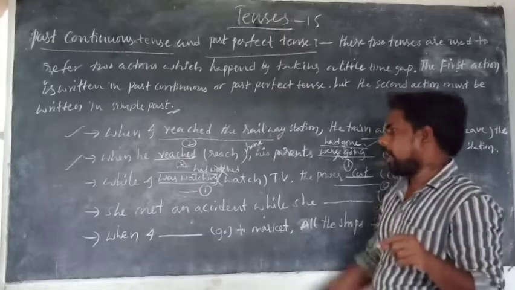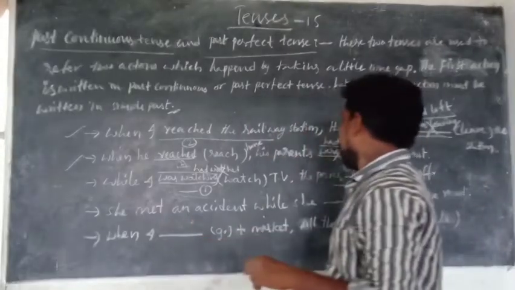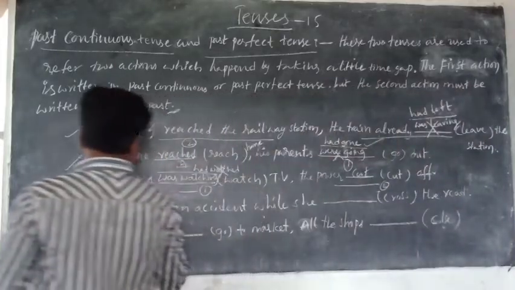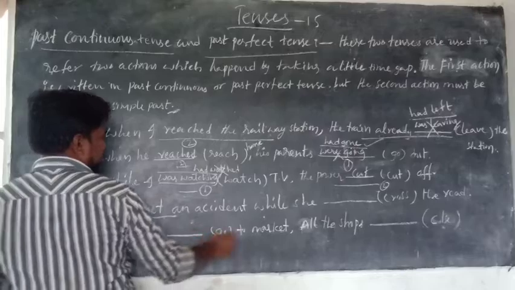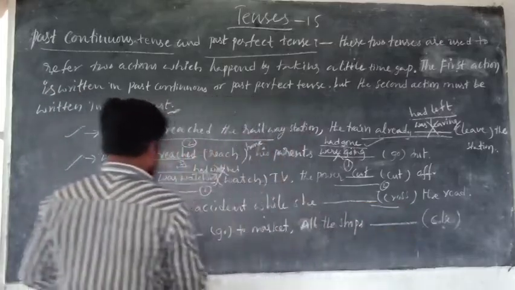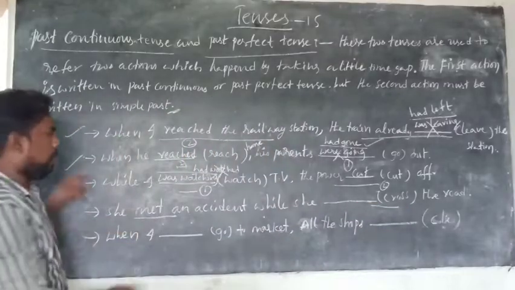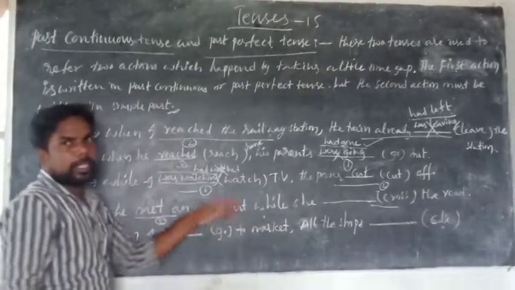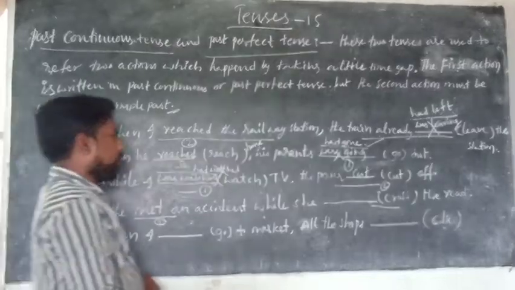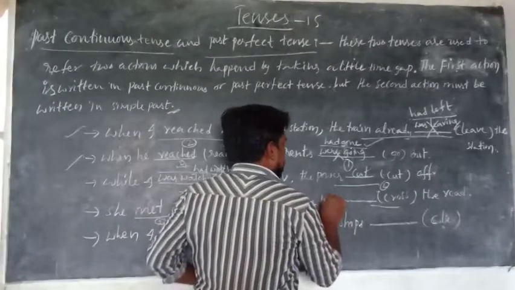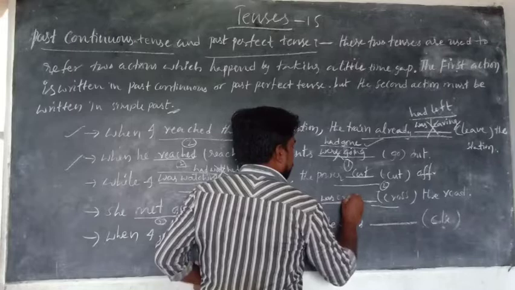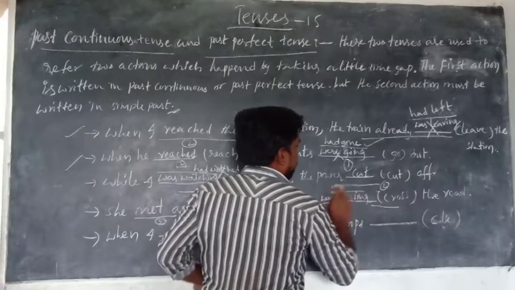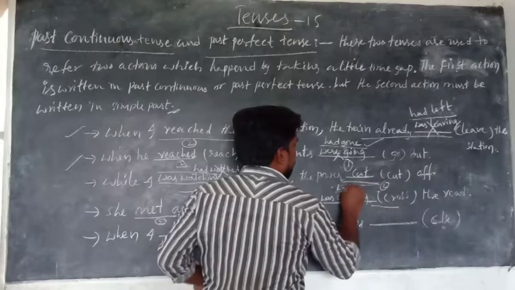Is it clear? That is. And next one, she met an accident while she dash crossed the road. So this is one action and this is the second action. There is a met, so that it is a first happened action. For the second happened action, there is a blank. So think it is the past continuous, was crossing, and crossed, had crossed.